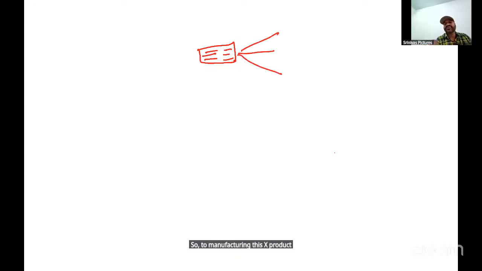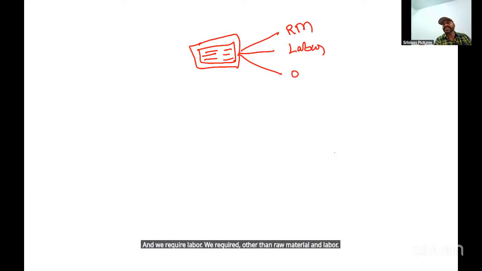See, to manufacture something, what do we require compulsorily? For example, we are producing one X product. To manufacture this X product, we require raw material first. Without raw material, can you produce this? No. And we require labor. Other than raw material and labor, other expenses are also incurred. Whatever these three are, they are called elements of cost. Is it clear?